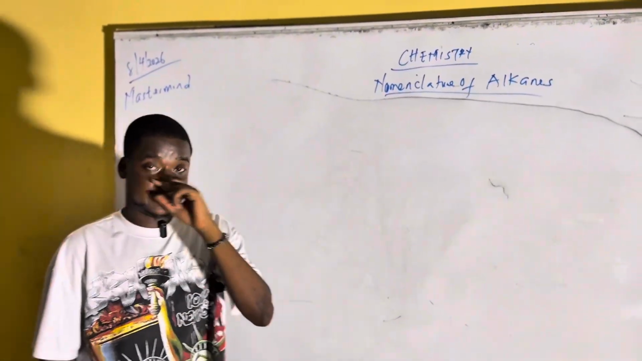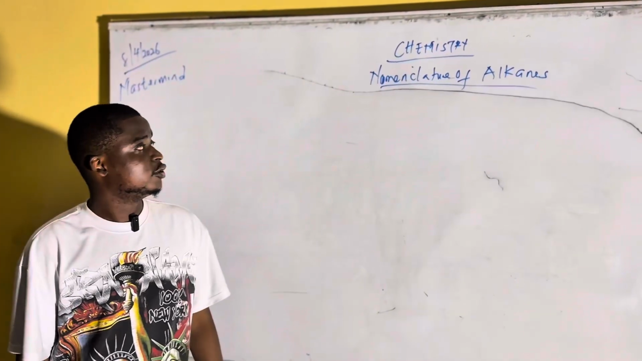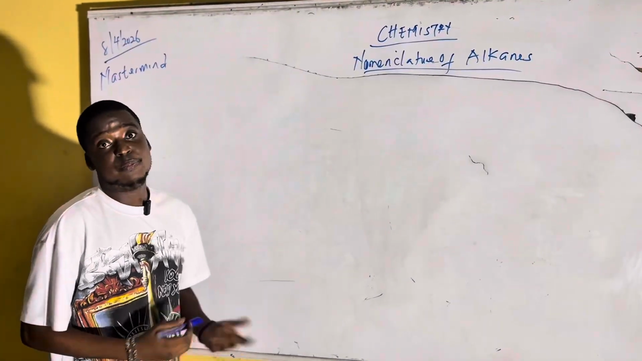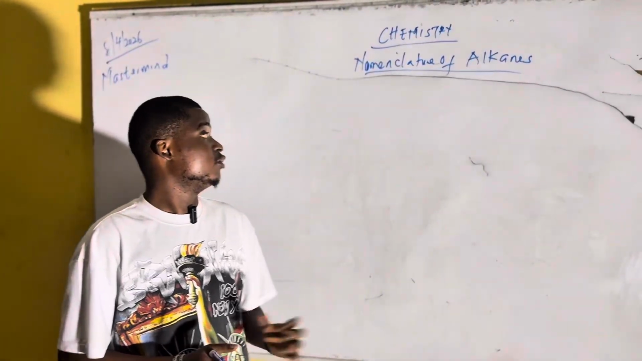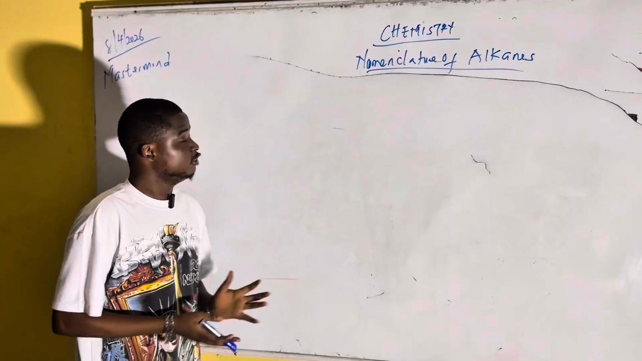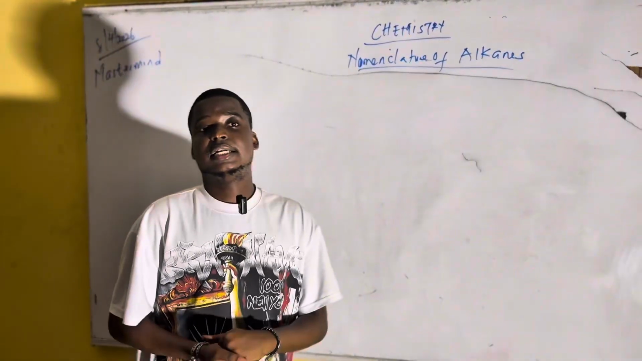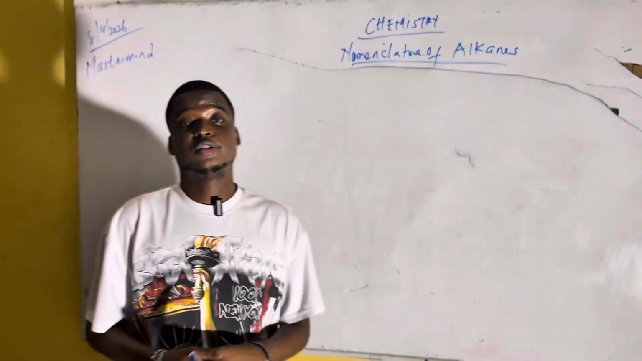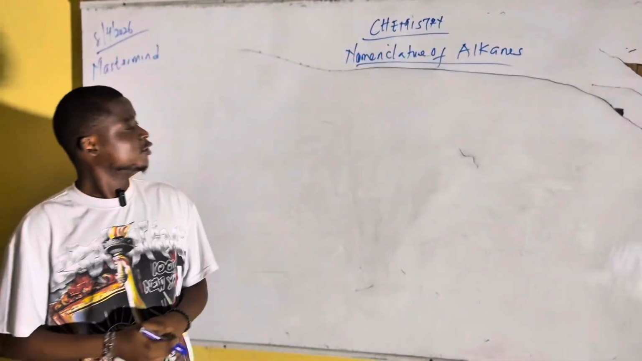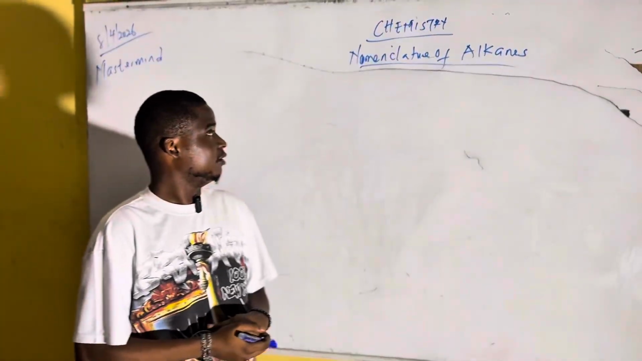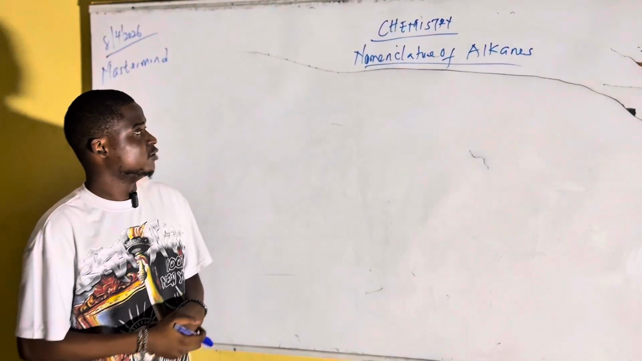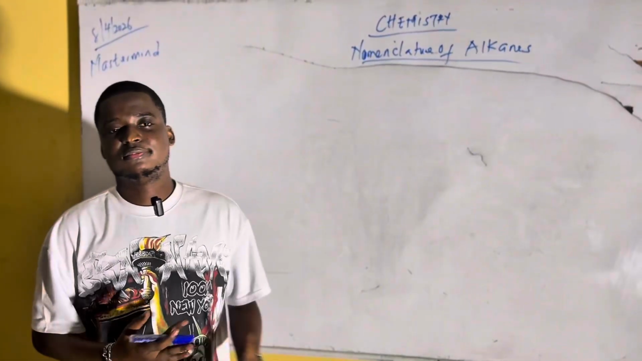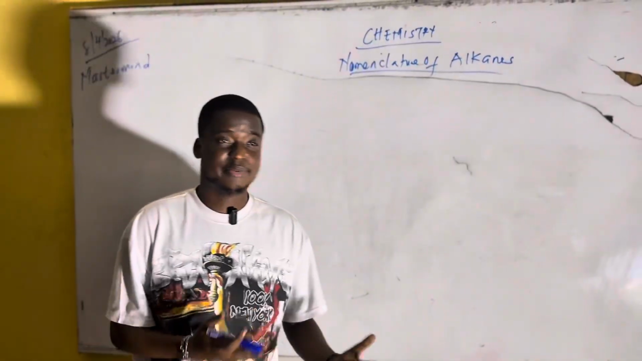Today's topic is on nomenclature of alkanes. The first thing you need to do is to know the rules of IUPAC nomenclature. There's another video of mine that has just the rules of IUPAC nomenclature of alkanes, so check my bio and you'll see the link to the video on YouTube. Today we just want to name some alkanes, and then I'll give you some practice questions that you can do.